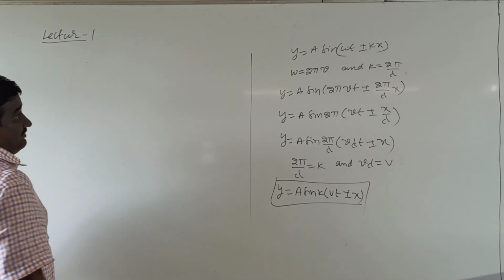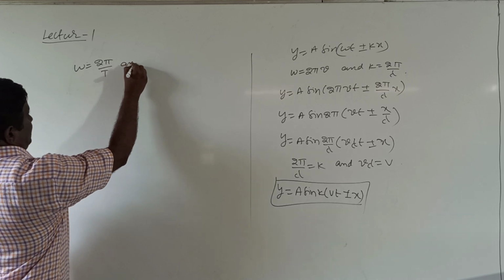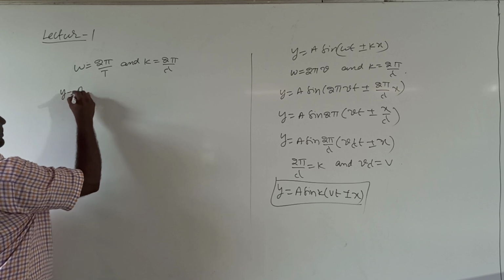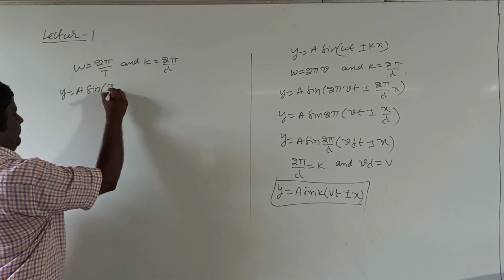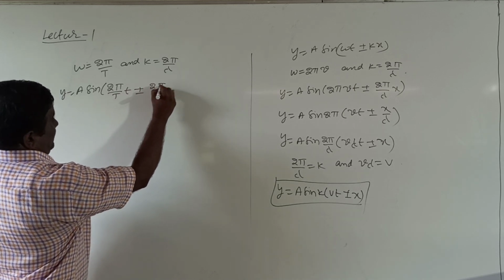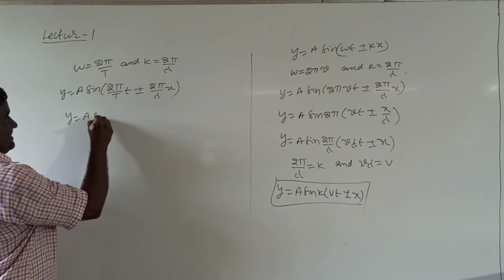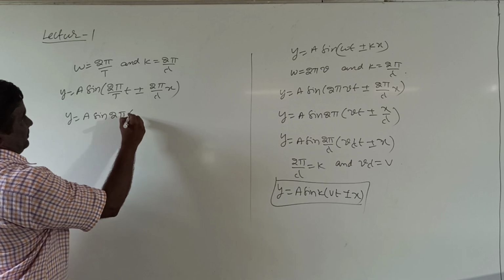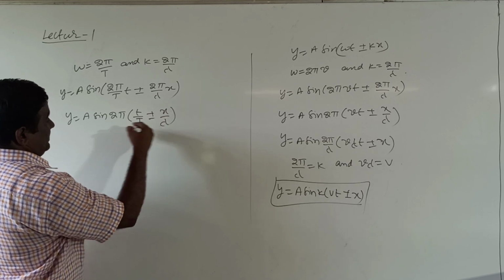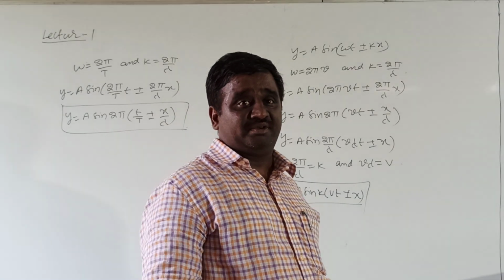In the basic equation of progressive wave, we substitute omega equal to 2 pi by T and k equal to 2 pi by lambda. Then y equal to a sin(2 pi by capital T into small t plus or minus 2 pi by lambda into x). Then y equal to a sin 2 pi into (small t by capital T plus or minus x by lambda). It is one more form of progressive wave equation.